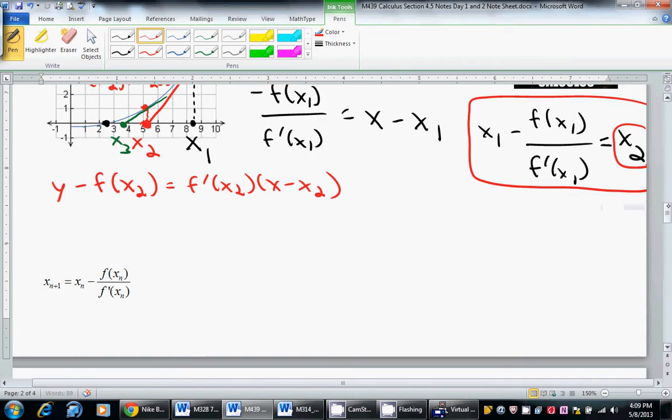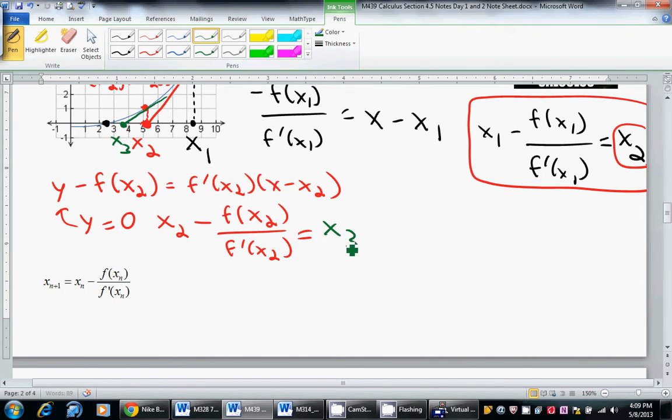Now, what's nice here is I'm going to follow essentially the same steps as above one more time. I'm going to let y equal 0, right? Plug in y equals 0, and I'm going to solve for x again. And what I'm going to get is very similar to what I got last time. I'm going to get x sub 2 minus f of x sub 2 over f prime of x sub 2, and that's going to equal my next point closer to the x-intercept, x sub 3. Okay?